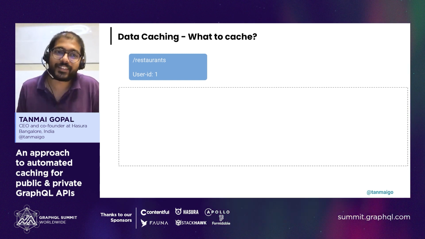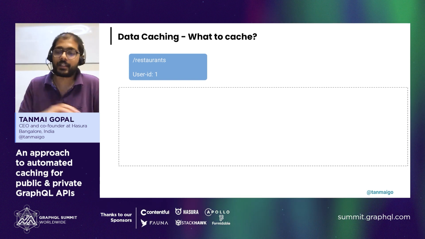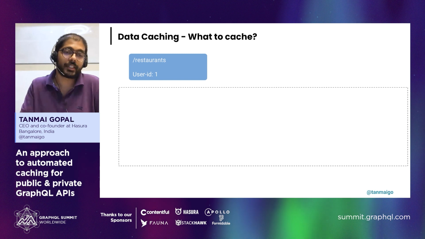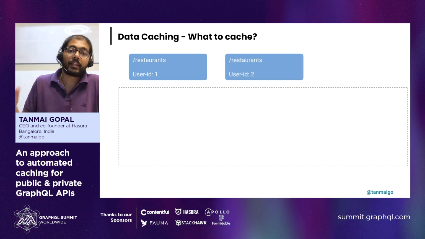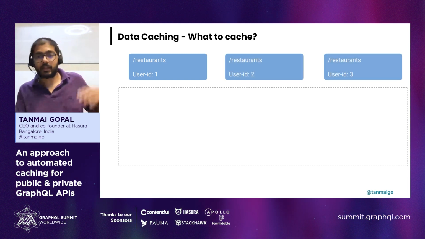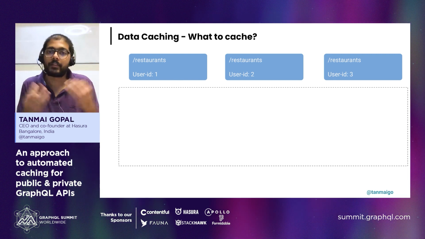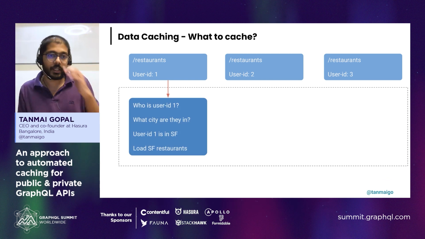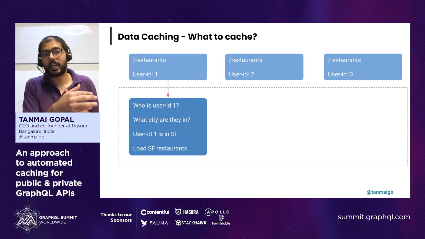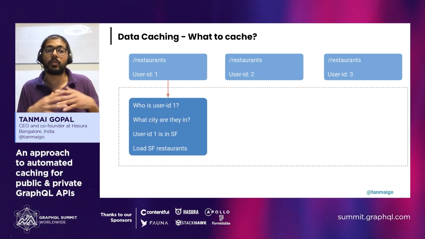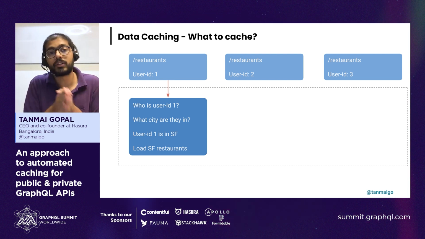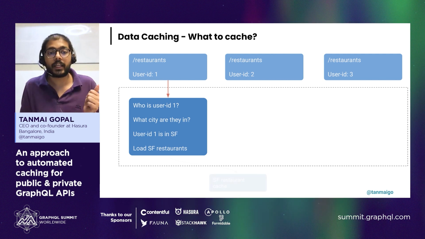But if you have a restaurants API call and user one is making this API call to fetch restaurants on a restaurant listing app, and then you might have user ID 2, and then user ID 3, right? So they're all on their apps and they're fetching this restaurant data. Now, when you're trying to fetch this list, the code that you're executing is you first want to understand who this user is, where they're based. And if they're based in a particular city like San Francisco, you want to load the restaurant list for San Francisco, right?